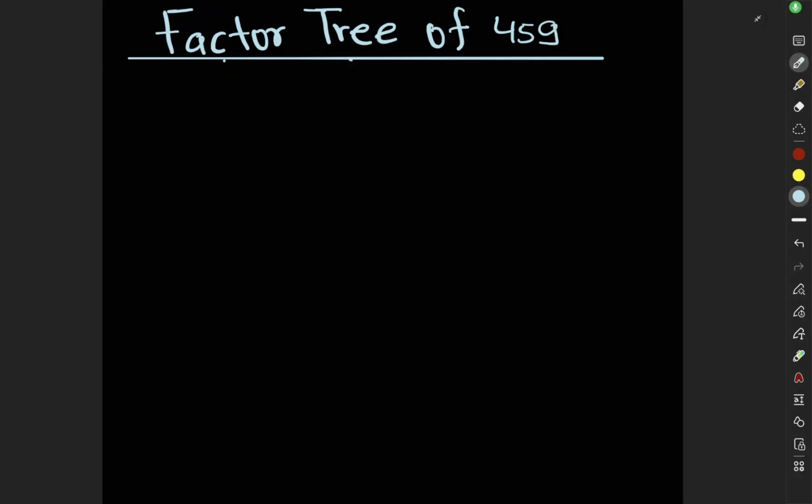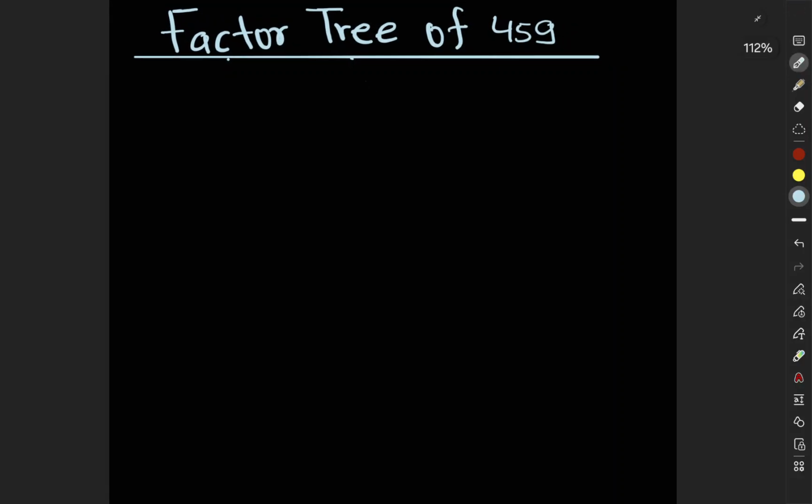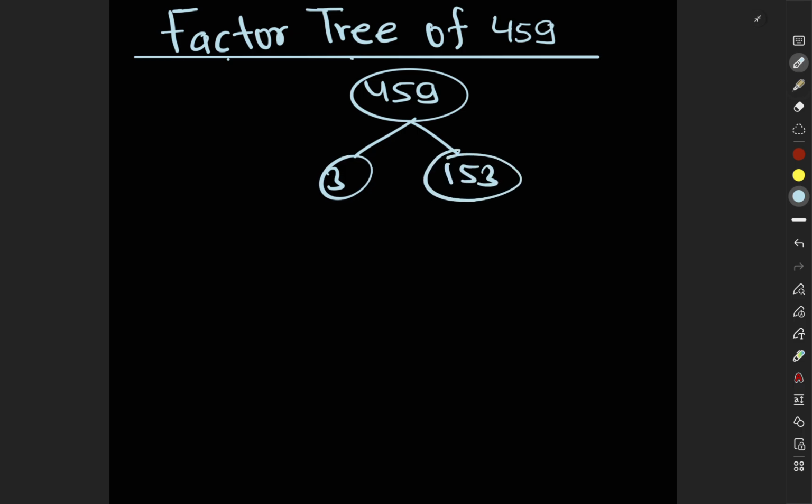Factor tree of 459. So 459 can be written as 3 and 153. So 3 times 153 makes 459. 153 can be written as 3 and 51. 3 times 51 makes 153.